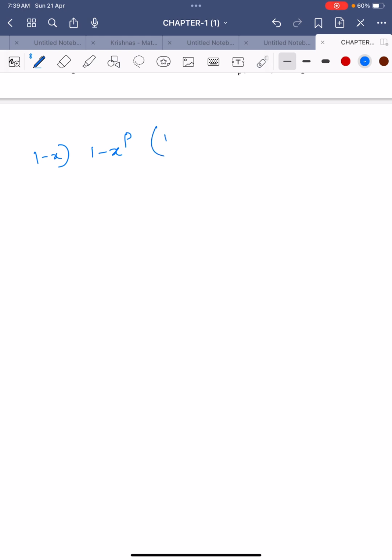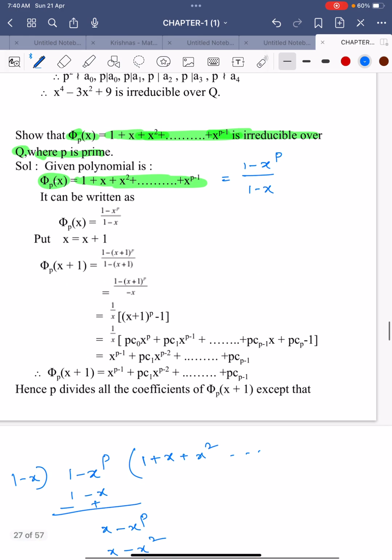So first you multiply with 1: 1 into 1 minus x can be written as 1 minus x. Now multiply with x: x minus x square. Continue like this, and you get x square minus x power p. So simply you get 1 plus x plus x square and so on plus x power p minus 1. So phi p of x can be simply written as 1 minus x power p by 1 minus x.